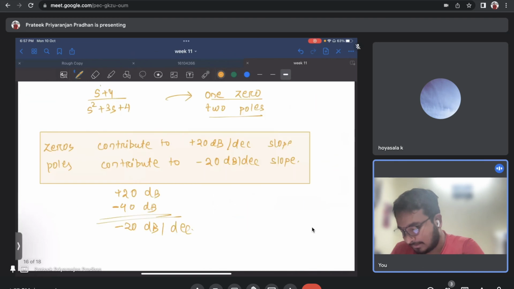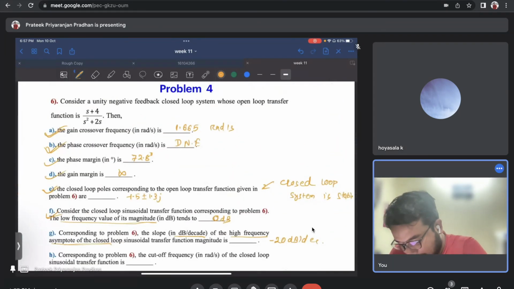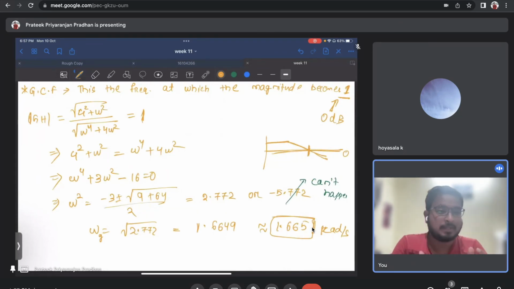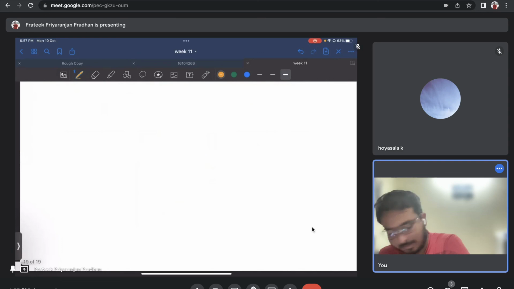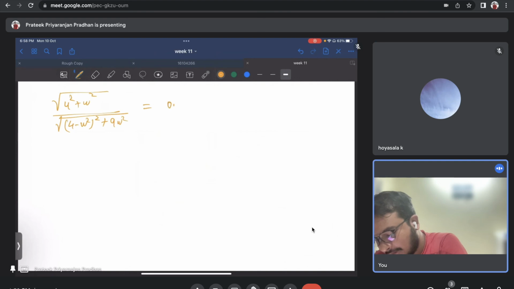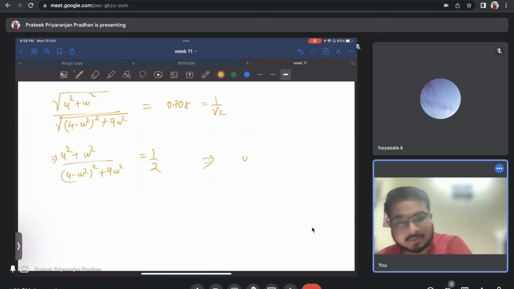Now the question is, what is the cutoff frequency of the closed loop? You can derive the magnitude and make it equal to 3 dB drop, or 0.707. The magnitude we have is (4 plus omega square) divided by the square root of (4 minus omega square) whole square plus 9 omega square, equal to 1 by root 2. Squaring: (4 plus omega square) whole square divided by (4 minus omega square) whole square plus 9 omega square is equal to 1 by 2. Solve for omega, get the cutoff frequency.